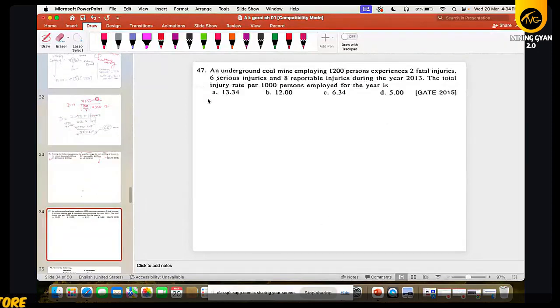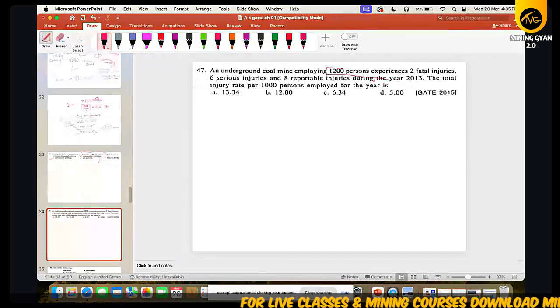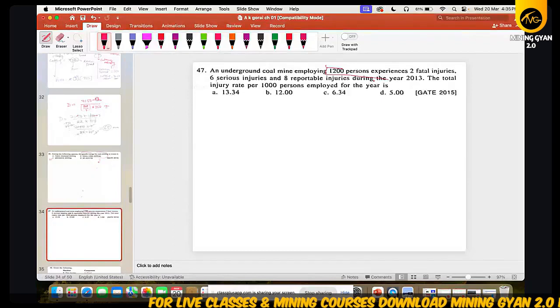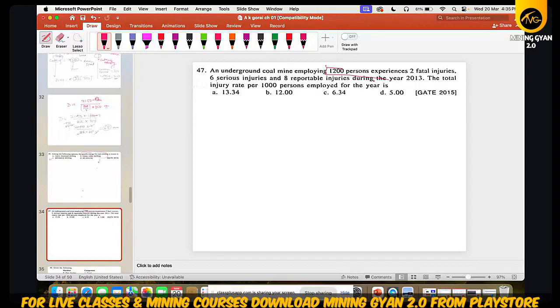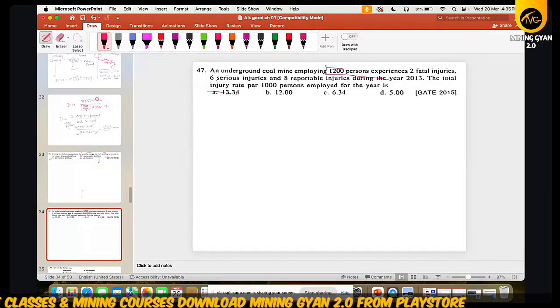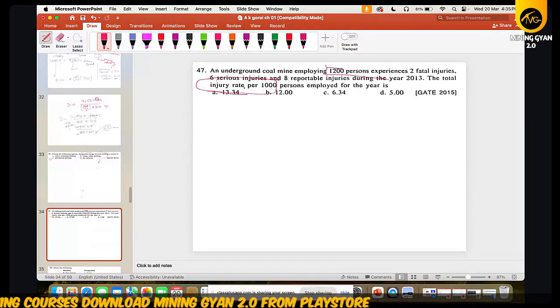Okay, come to 47. So underground coal mines, 1200 persons experienced 2 fatal injuries, 6 serious injuries and 8 reportable injuries during the year 2013. The total injury rate per 1000 persons employed for the year is. So in this question we have to find out the injury rate per 1000. You can also comment if you know the answer or if you can solve this question.